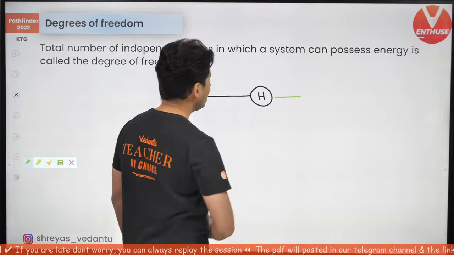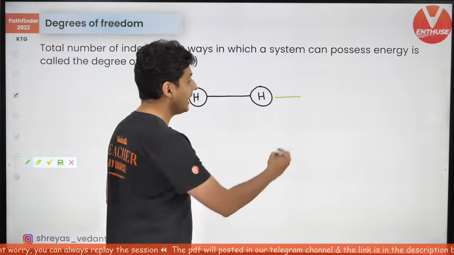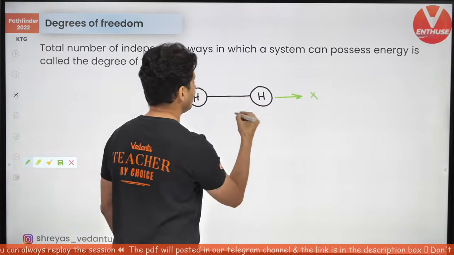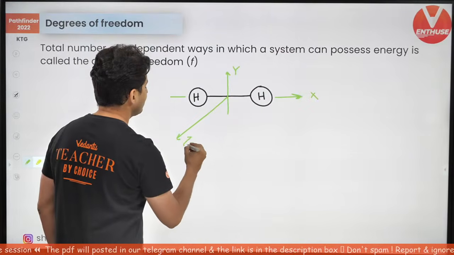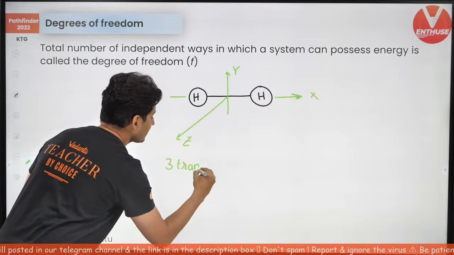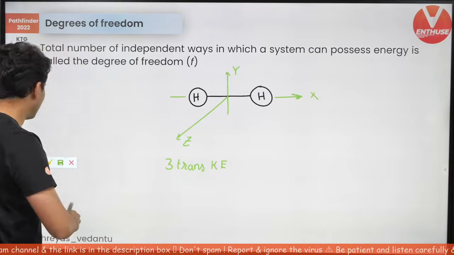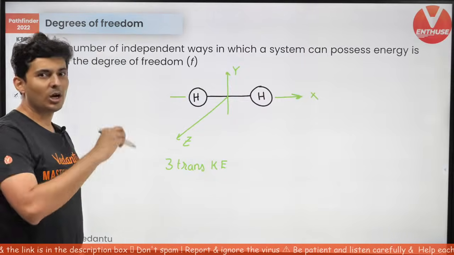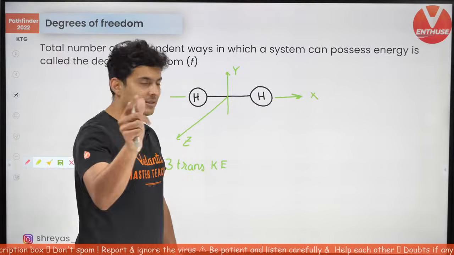All right, so here we have hydrogen. That hydrogen molecule, it can travel in the x direction, it can travel in the y direction, it can also travel in the z direction. So it has 3 translational kinetic energies. Let's talk about the spin.